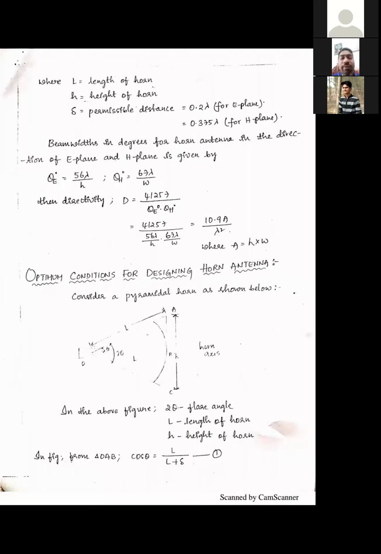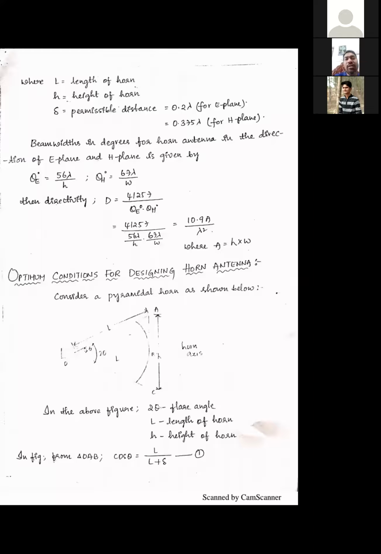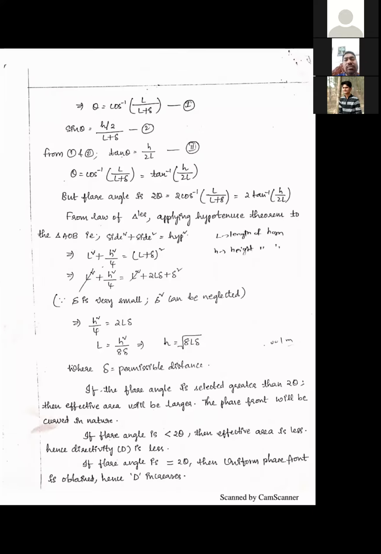Chalo. From that figure, from triangle OAB, you will write the cos theta value. Similarly, you will write the tan theta value, which are represented in Roman number 1 and Roman number 2 here.